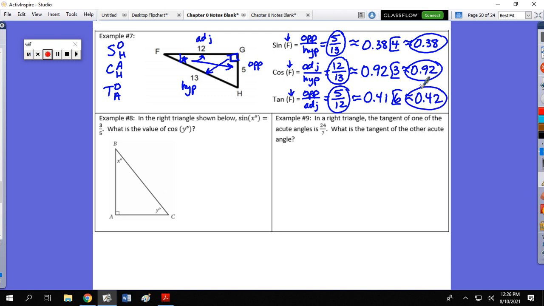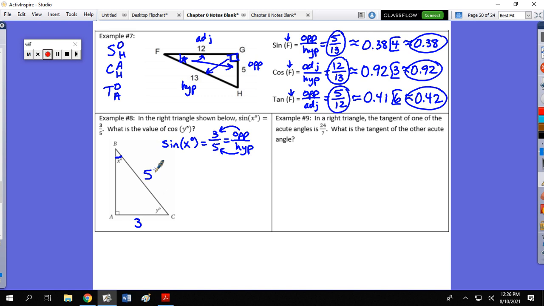Okay, our last two examples in the notes are SAT-style questions. They are not very tricky if you are very good at naming the sides of the right triangle. So starting in example 8, it says, in the right triangle shown below, the sine of the angle marked X is 3 over 5. Remember that sine is opposite over hypotenuse. So what that allows us to do is write in side lengths for angle X on the opposite side, which is 3, and the hypotenuse, which is 5.